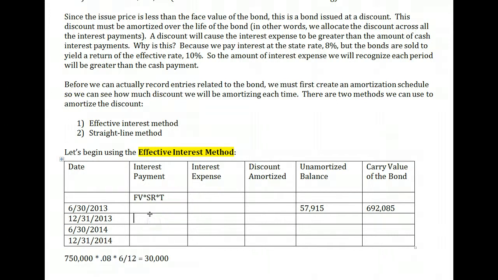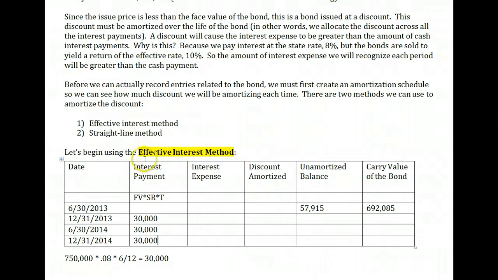Okay. Now, the cool thing is once you calculate that payment once, the face value doesn't change, the stated rate doesn't change, and the fact that it's semi-annual every 6 months doesn't change. So the actual interest payment would be the same for every single period. Now let's look at the interest expense. The interest expense is how much you're going to actually record as expense. Now remember, since this is a discount, our cash payment's at 8%, but our interest expense has to be higher because we are paying a return out of 10% in total.